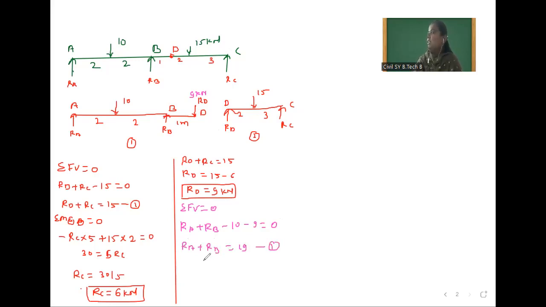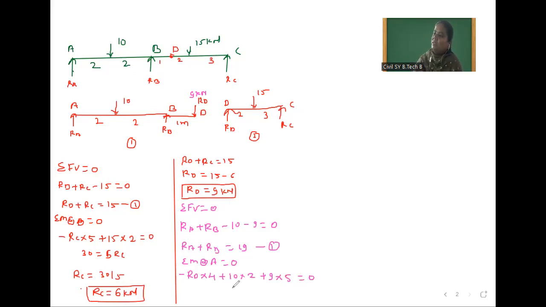This is equation first. Then second equation we will apply summation moment at A, which is equal to 0. This RD creates anti-clockwise movement, so minus RD into perpendicular distance is 4 meter. After that, this 10 kilonewton creates clockwise movement, so 10 into 2. And this 9 kilonewton creates clockwise, so 9 into perpendicular distance is 5, which is equal to 0.